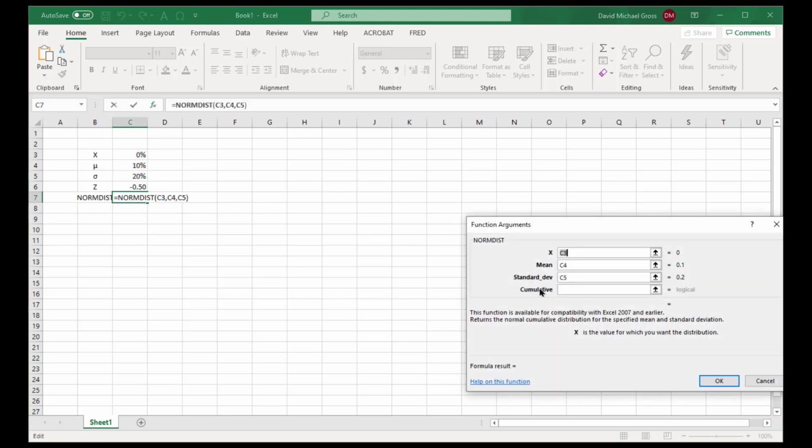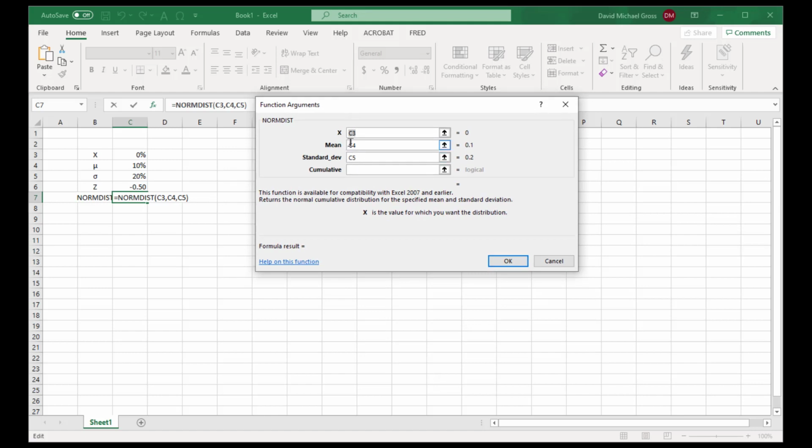Let's click the function wizard, and this gives me a pop-up. X is the value for which you want the distribution. Mean is the arithmetic mean of the distribution, we got that. And this is the standard deviation of the distribution. And then finally, cumulative is a logical value. Logical value in Excel is code for how Excel does the calculation. It doesn't actually use this value in the calculation, it just tells Excel how to do the calculation.